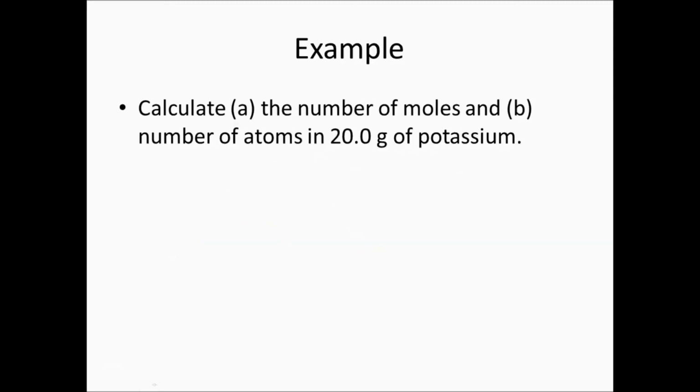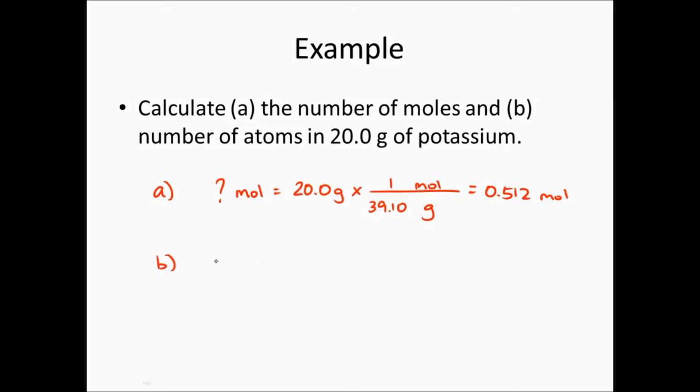So let's look at a couple of examples. Firstly, I want to find the number of moles and number of atoms in 20.0 grams of potassium. So let's look at part A. The number of moles of potassium, well, we'll start with 20.0 grams of potassium because that's the amount we have. And we want to get rid of grams and go to moles. Well, the number of grams per mole for each mole is the molar mass. So that's 39.10 grams per mole. And that comes out to be 0.512 moles.